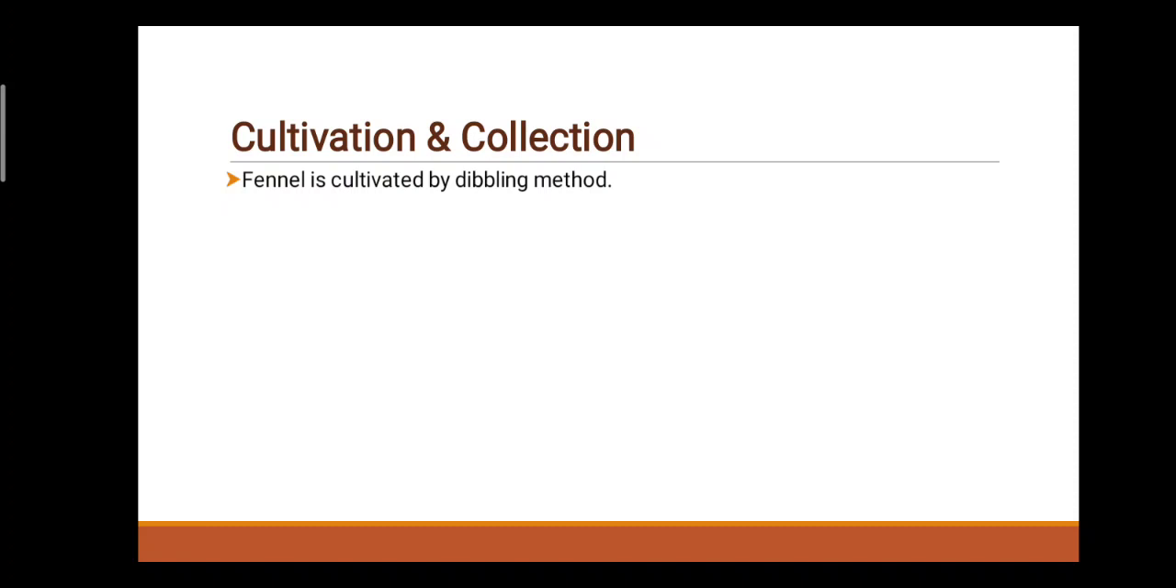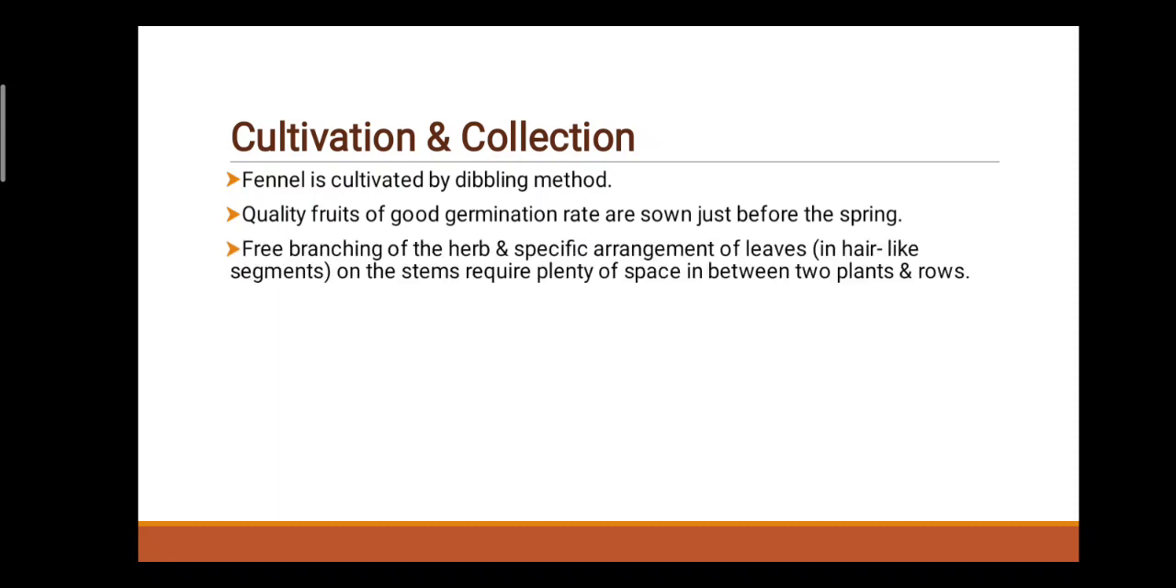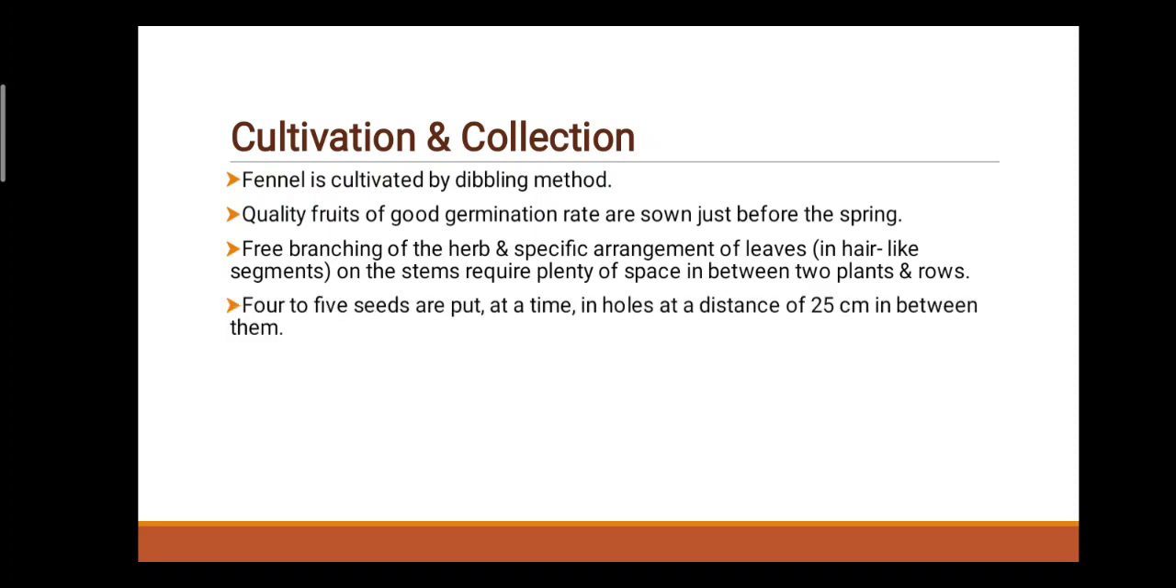Fennel is cultivated by the dibbling method. Quality fruits of good germination rate are sown just before the spreading. Free branching of the herb and the specific arrangement of leaves in hair-like segments on the stems require plenty of space in between two plants and rows. 4 to 5 seeds are put at a time in holes at a distance of 25 cm in between them.